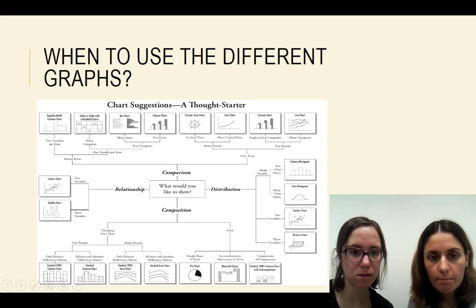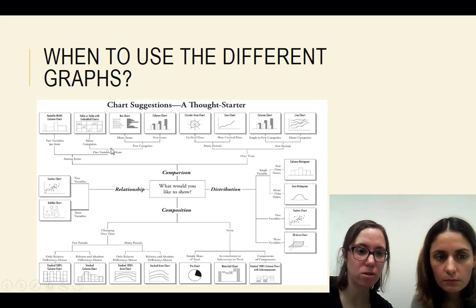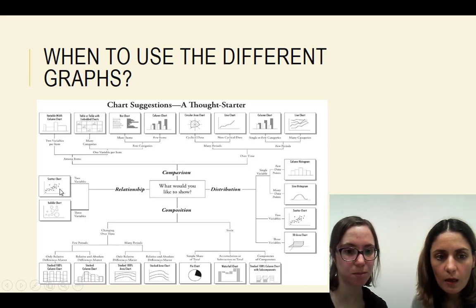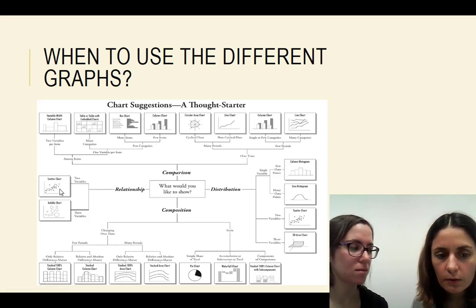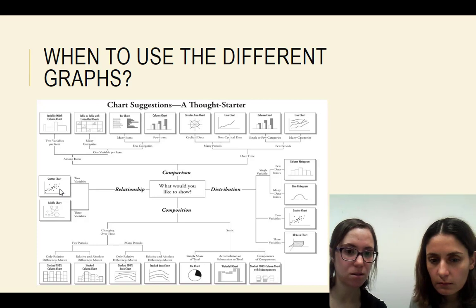So when do we use the different graphs? It all depends on our variables. If we want to show a comparison between our 2 variables, we should probably look at the graphs that are here on the top and use them for comparison purposes. If we want to show a relationship between our variables, we should probably look at the bubble chart or the scatter chart. Effie, what is the best use of visualization if we want to show the trends over time?